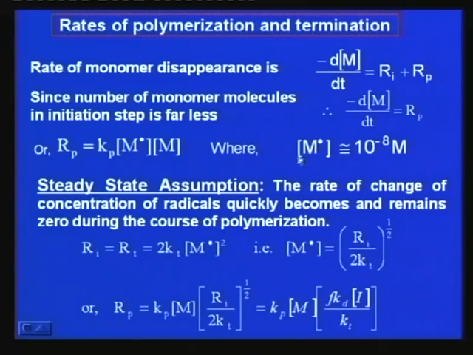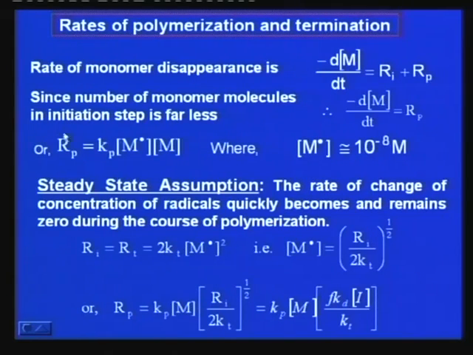So, at any instant of time, if one measures the concentration of the growing chain radicals, it is very less, although it is very difficult to measure even. There is no experimental technique available till date by which the concentration of such transient intermediate species can be evaluated.